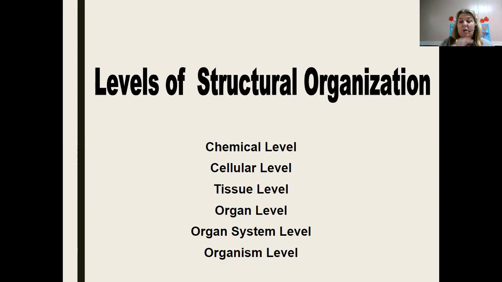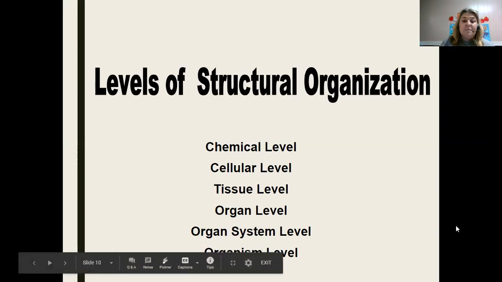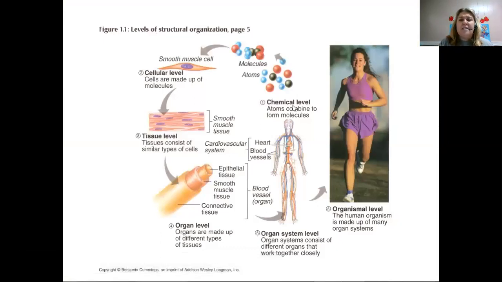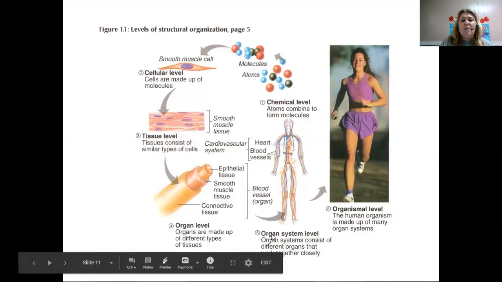And if you get all the organ systems that are needed, then you've developed an organism. And here's just a picture of the way that it's put together. It's a chemical level all the way up to our cellular level, tissue level, organ system level, and then eventually the organism.